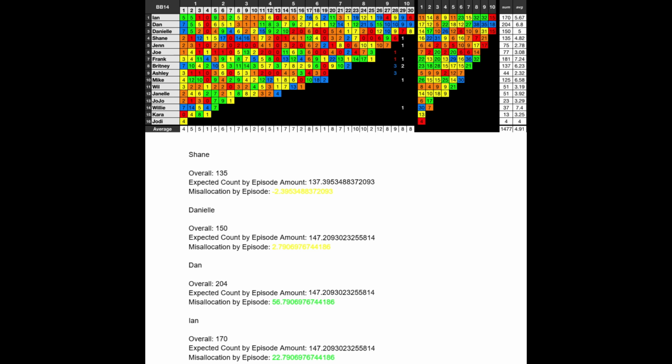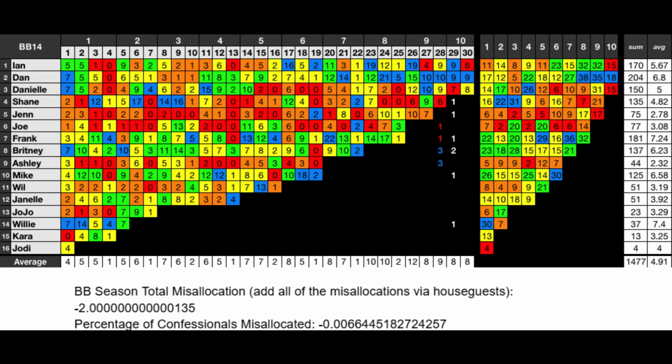Ian got 170 diary rooms, and his expected count by episode amount is 147.209, causing him to have a 22.79 misallocation amount, so he is definitely over-distributed. So adding up all of the misallocations, we have negative 2.000 essentially, and dividing that by the sum, we have a percentage of confessionals misallocated being negative 0.0066. So that is it for BB14.